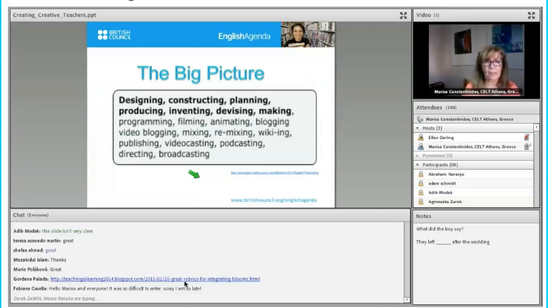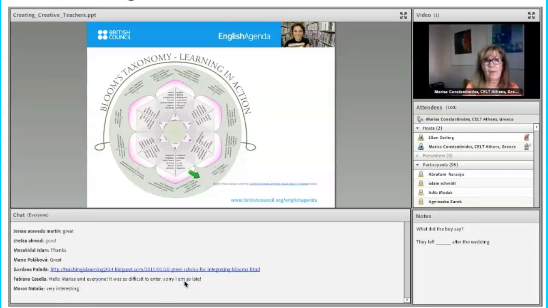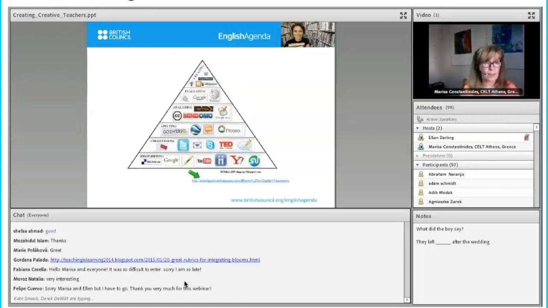The big picture includes a lot of design, devising, inventing, making. And a lot of these ideas can be found in Bloom's taxonomy, the learning in action rows. If you are interested in generating your own activities, you can even go to Bloom's taxonomy rows and generate activities from the vocabulary that you can find in there. It's so generative and so creative in itself that you can use it to generate more ideas for training activities for the classroom.